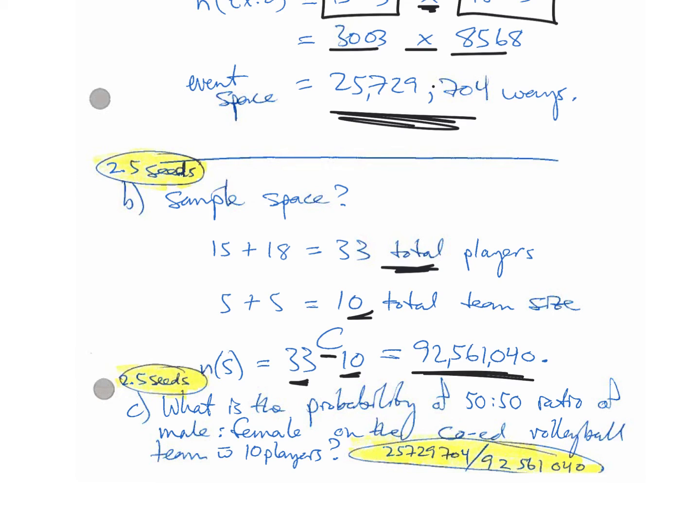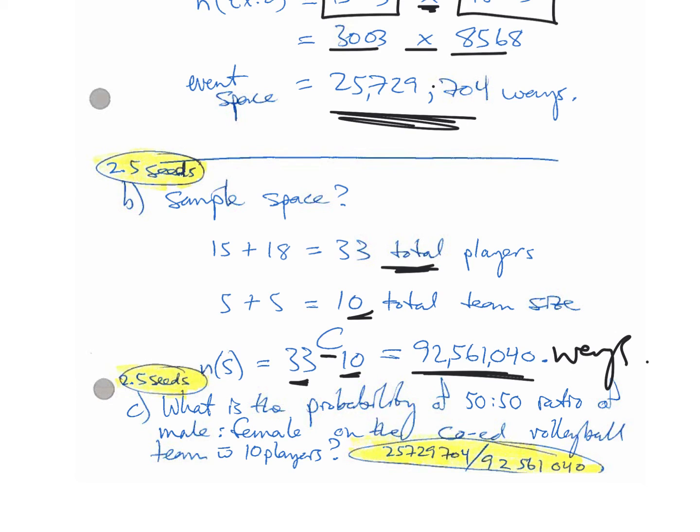So the sample space becomes approximately 92,561,040 ways that this can happen. So what's the probability that this could happen? What's the probability that a co-ed volleyball team with 18 females and 15 males trying out can have 5 males and 5 females?